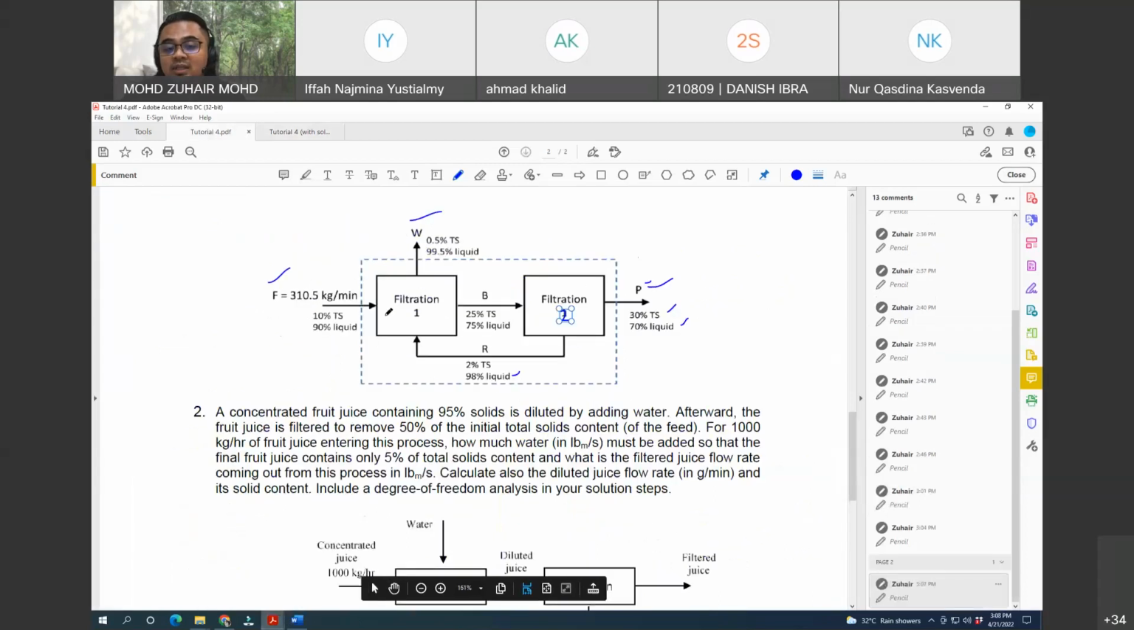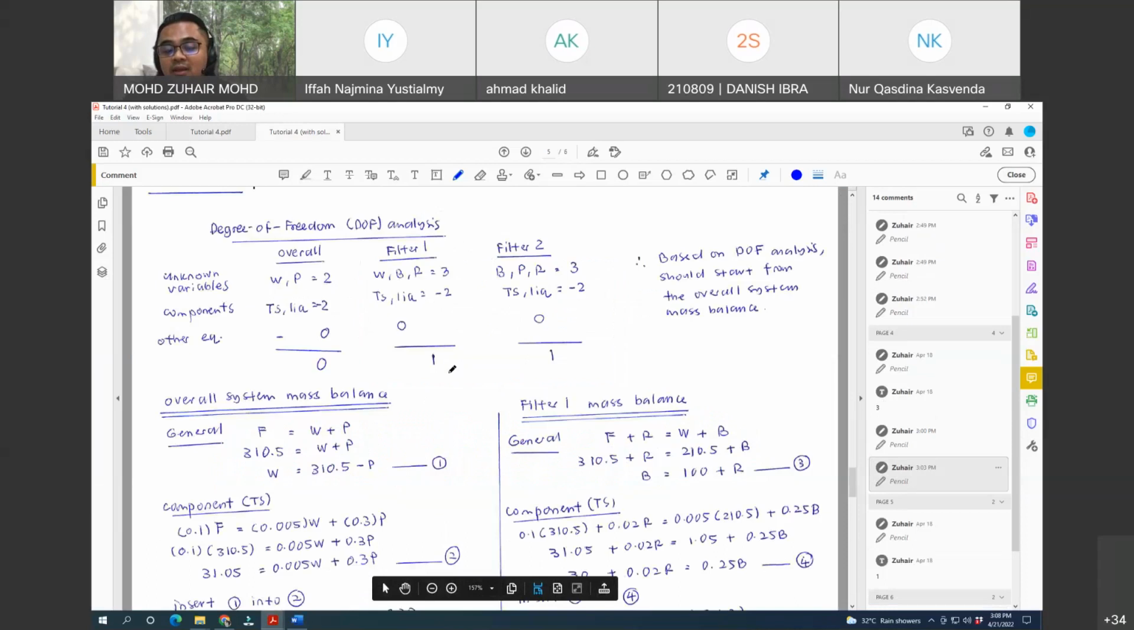Okay, for filtration 1, how many unknown variables here? We have W1, we have B2, and R. So we have three unknown variables, and at the same time, we only have two components, TS and liquid. So 3 minus 2 equals 1. So we cannot start our calculation from filtration 1. What about filtration 2?